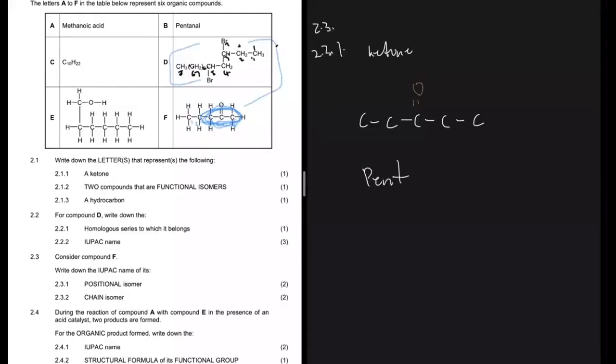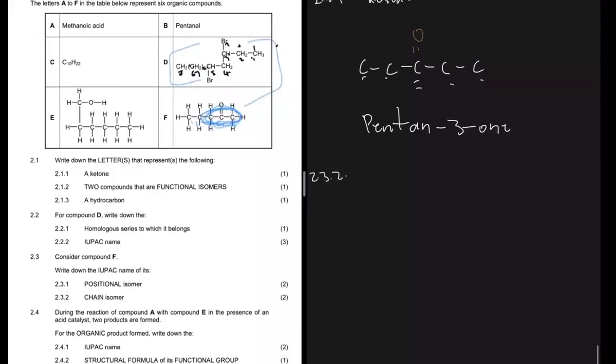So now the name becomes 1, 2, 3, 4, 5. That is pent, right? Pentan, and then 1, 2, 3. 1, 2, 3. If you count either way, from the left or from the right, you get to the oxygen double bond after you've moved past 2 carbons. So that is pentan-3-one. And then that's it. That's how you name the positional isomer of compound F.